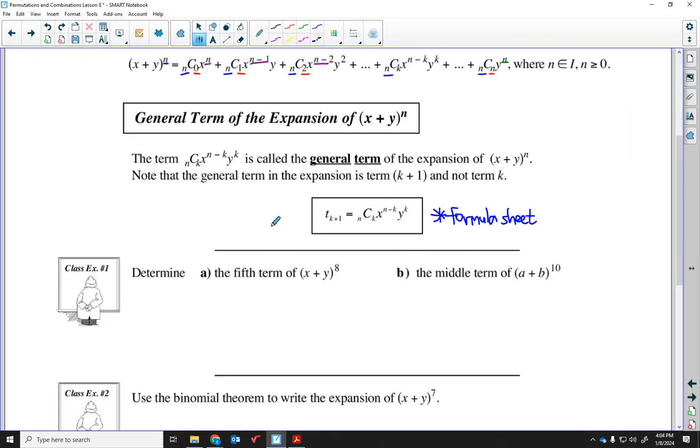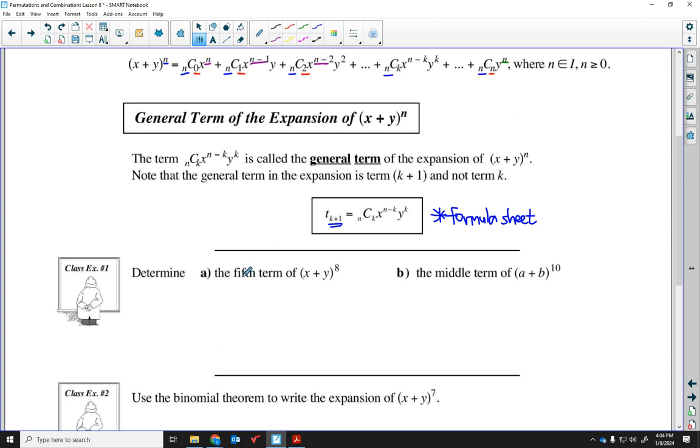Now the tricky thing about this equation, really the only tricky thing about using it, is notice that it says t subscript k plus 1. It's not tk. So if you wanted to figure out the value of the first term in the binomial, you'd actually have to use a k value equal to 0, because then it'd be t subscript 0 plus 1. A k value of 1 would give you the second term, because 1 plus 1 is 2. This will make a bit more sense if we go down to the example right here, though.